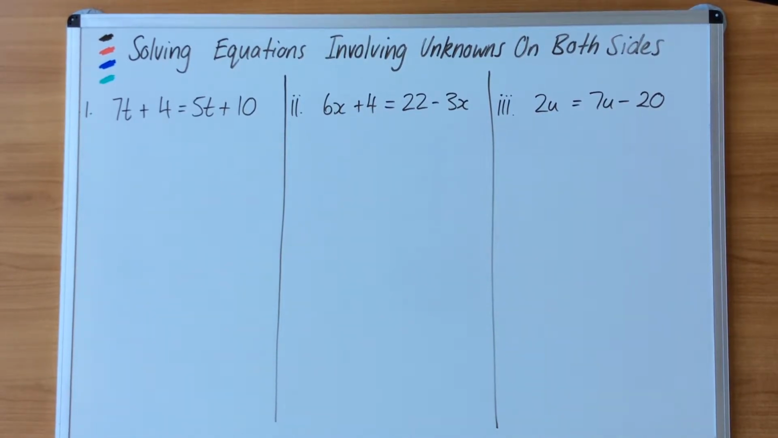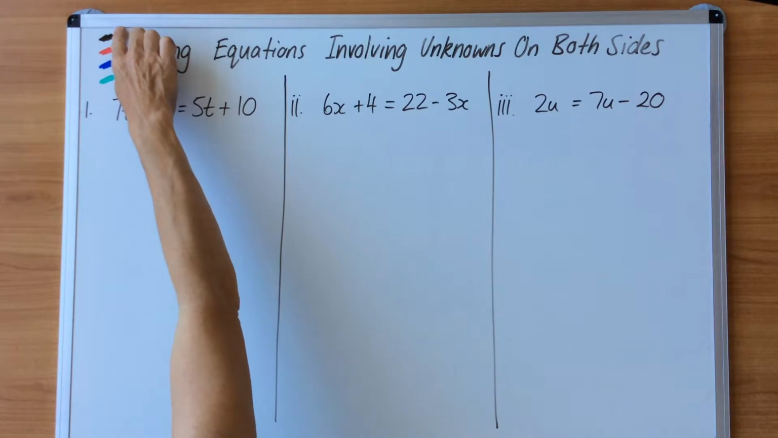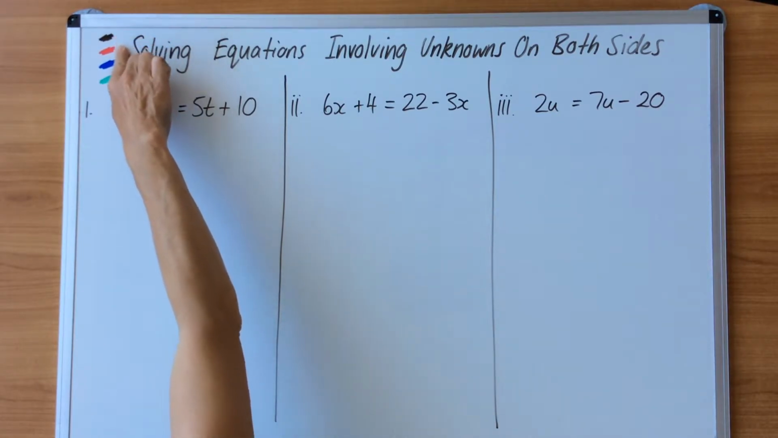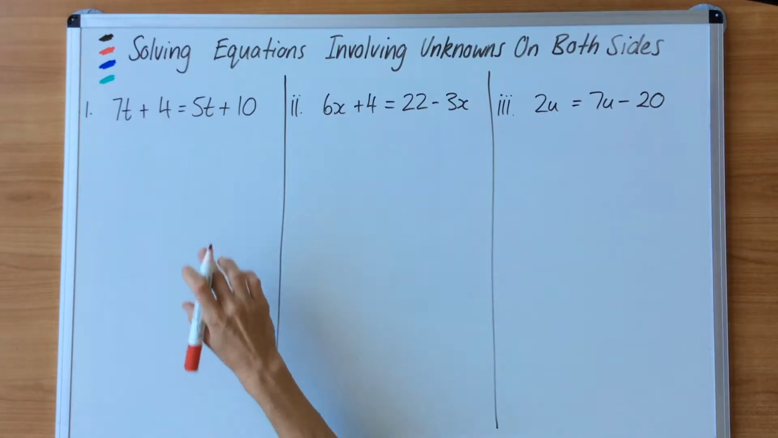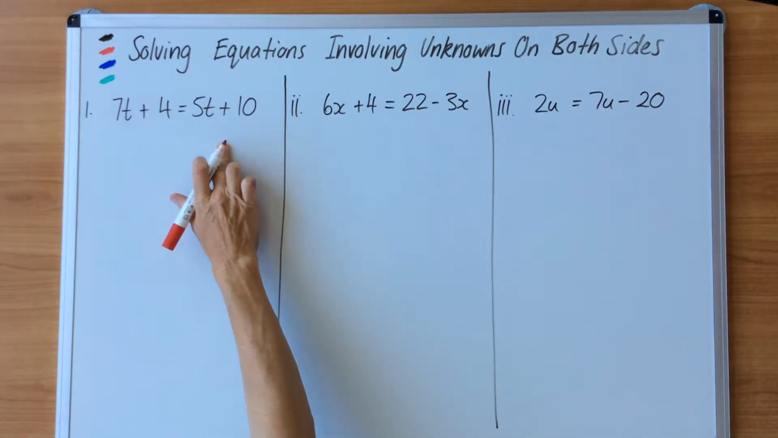We're now going to do some more solving equations involving unknowns on both sides. We have 3 questions here. The colour coordination of the pens is black for the question to begin with, followed by red, blue and green. So we start with the red pen. We have 7t plus 4 equals 5t plus 10. So we have to start by removing the letters on the right.